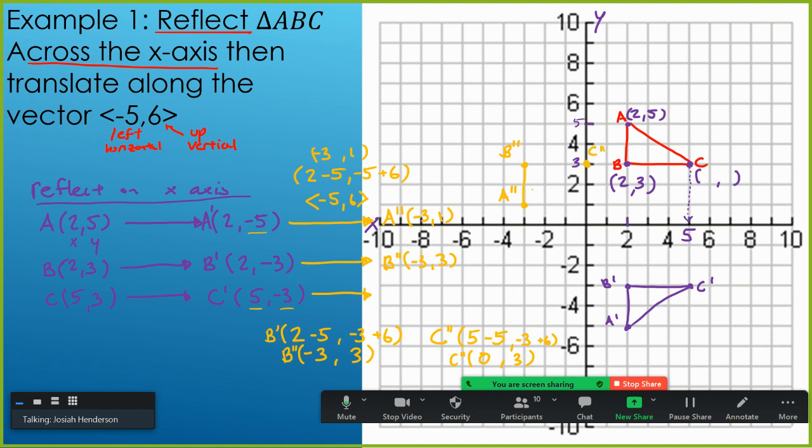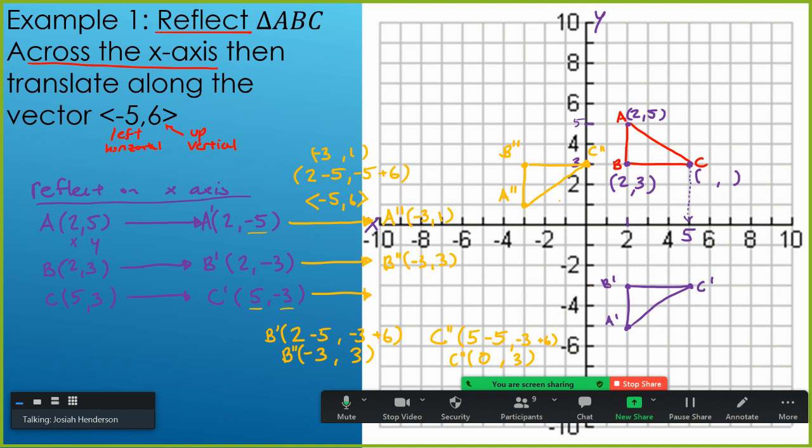And if we connect those, we have the new translated triangle. So in red on our image, we have the original ABC. Then we did a reflection down to purple, and then we did our left 5, up 6 translation. 1, 2, 3, 4, 5. Yep, it seems like it's working. 1, 2, 3, 4, 5, 6.